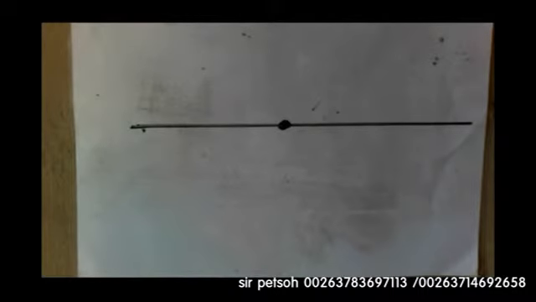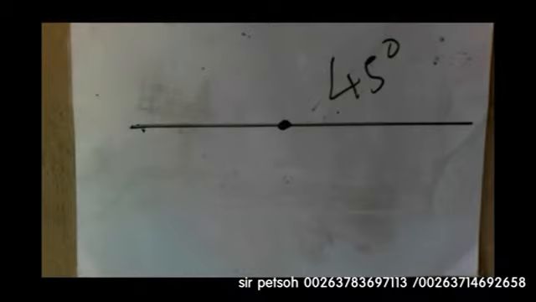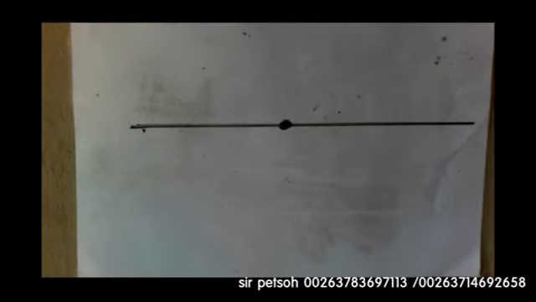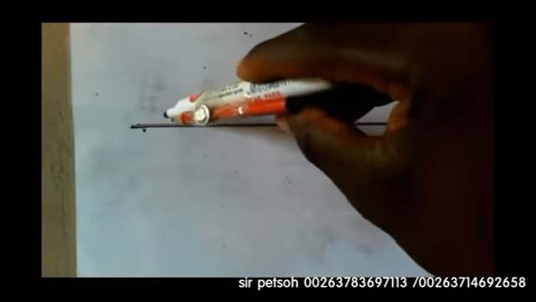Let's construct an angle of 45 degrees to the right of this point. We use the relationship that 45 degrees is equal to half of 90 degrees. So we start by constructing 90 degrees, then bisect 90 degrees. For us to construct 90 degrees at this point, we draw a line such that this point is the center.